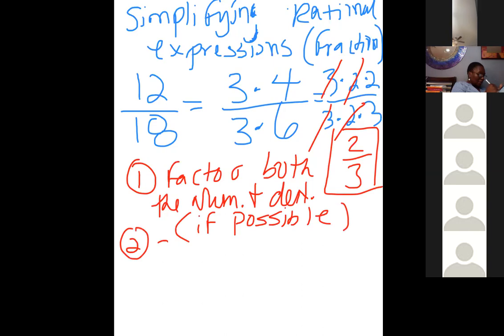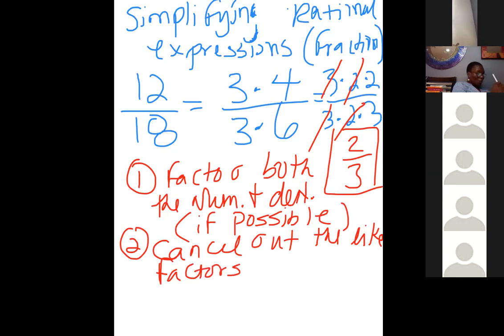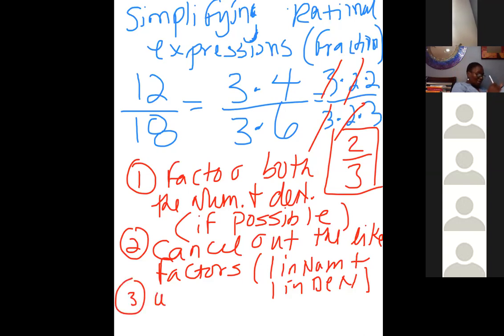Next, number 2, you want to cancel out the like factors. And when you're canceling out the like factors, guys, you want to cancel 1 in the numerator and 1 in the denominator. So you have to cancel them out in pairs, okay? And when you do the pairs, you must have a factor in the numerator and a factor in the denominator, just like we did with the 12 over 16. We canceled out a pair of 3s, we canceled out a pair of 2s. And then the last step, of course, is to write the simplified form.